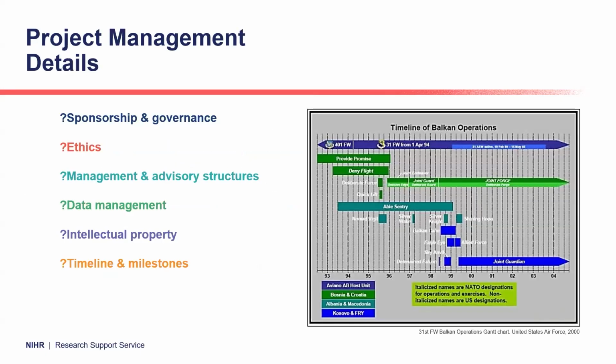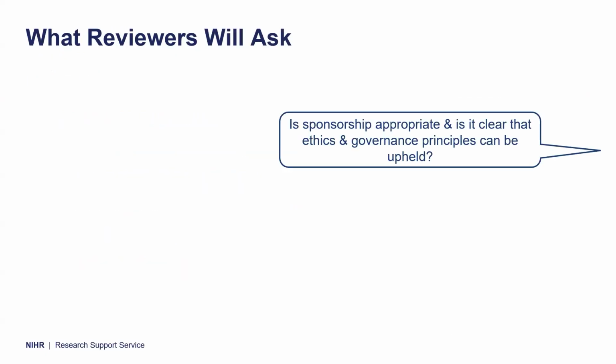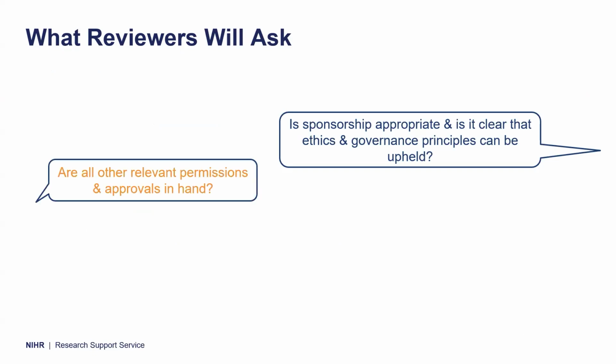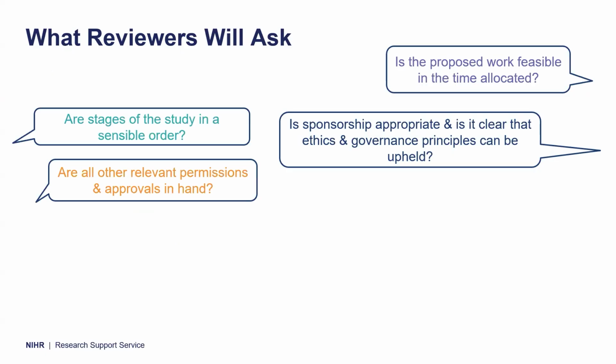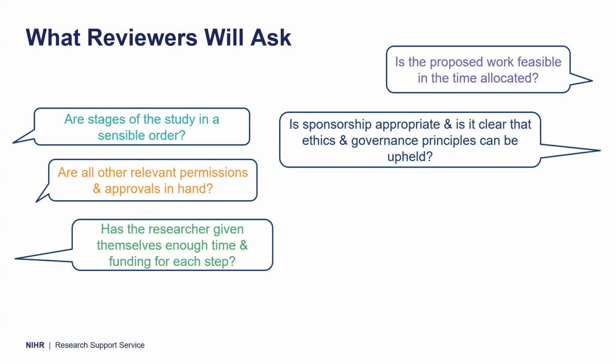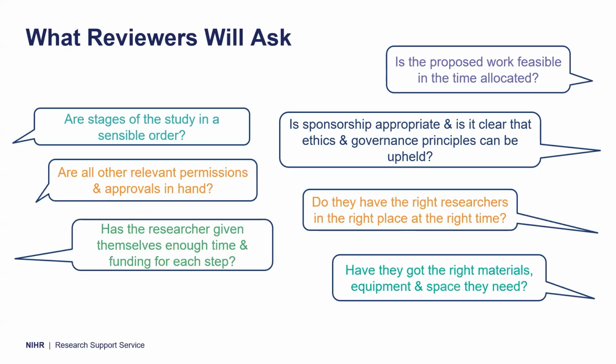A bit on project management, so sponsorship, ethics, management, data management, IP, timelines, the sorts of things reviewers will ask: is sponsorship appropriate, and is it clear that ethics and governance principles can be upheld? Are all other relevant permissions and approvals in hand? Is the proposed work feasible in the time allocated? Are the stages of the study in a sensible order? Has the researcher given themselves enough time and funding for each step? Do they have the right researchers in place at the right place and time? Have they got the right materials, equipment, and space they need?